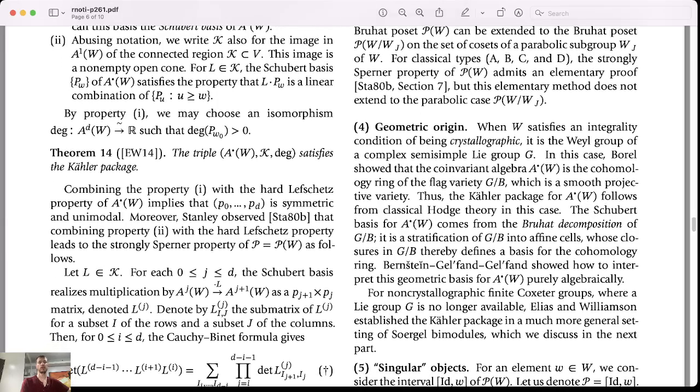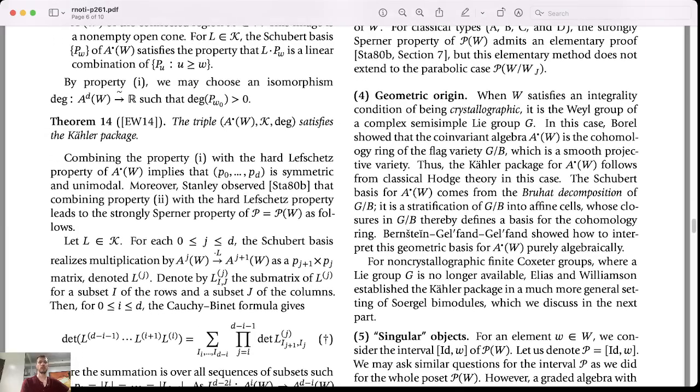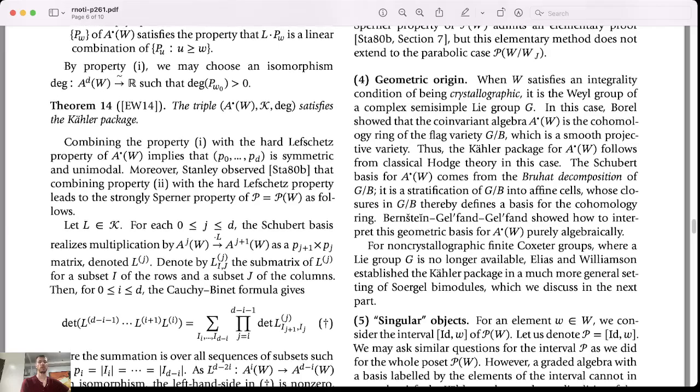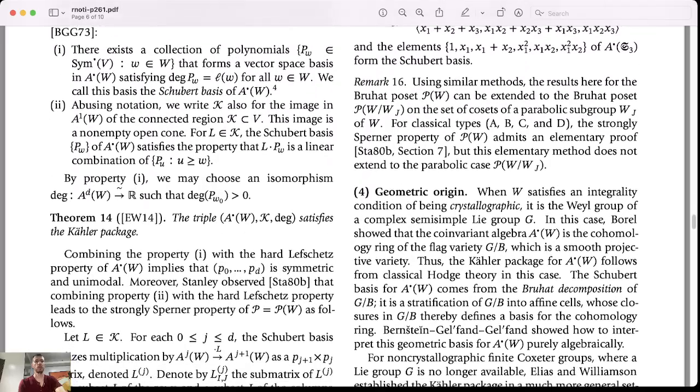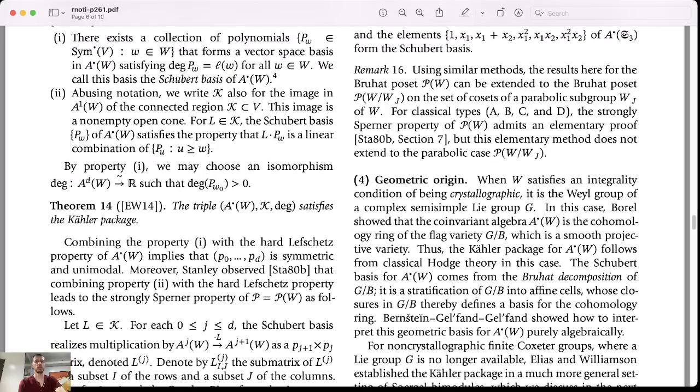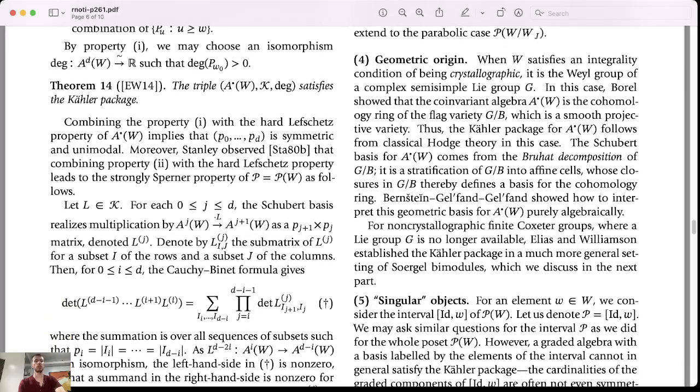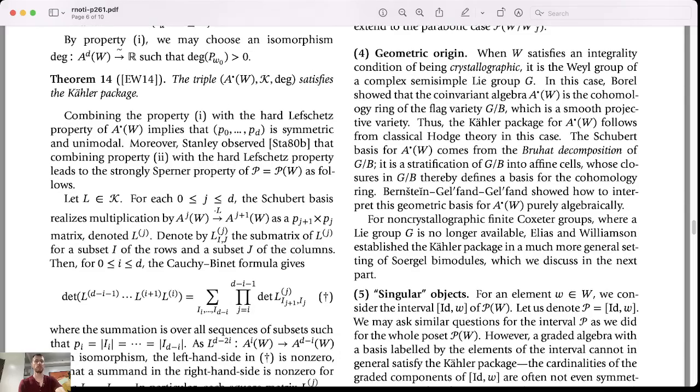Abusing notation, we write 𝒦 also for the image in A1(W) of the connected region 𝒦 ⊂ V. This image is a non-empty open cone. Property 2: for ℓ in 𝒦, the Schubert basis Bw of A•(W) satisfies that Bw is a linear combination of Pu, where u ≥ w. By property 1, the existence of the collection of polynomials, we may choose an isomorphism deg from AD(W) to the reals such that deg of Pw0 is bigger than 0.